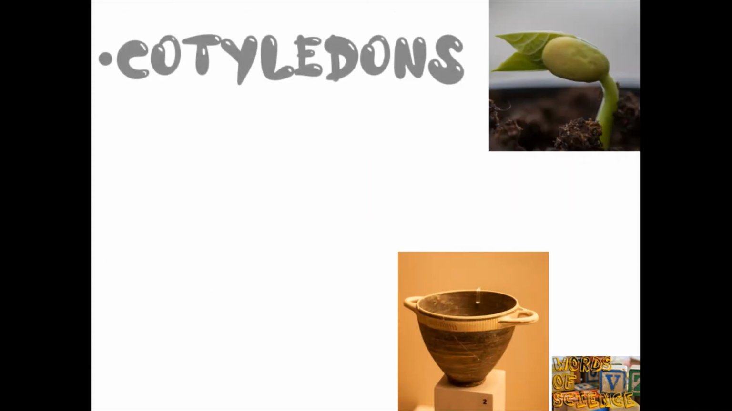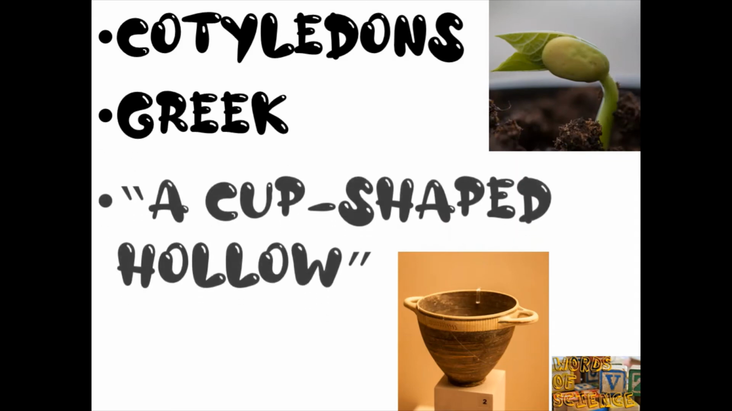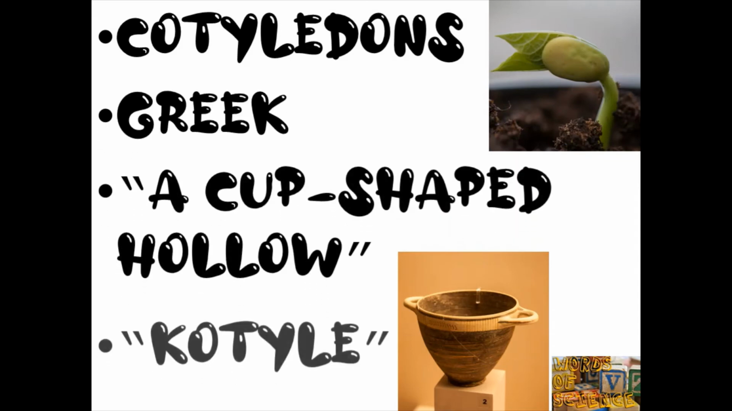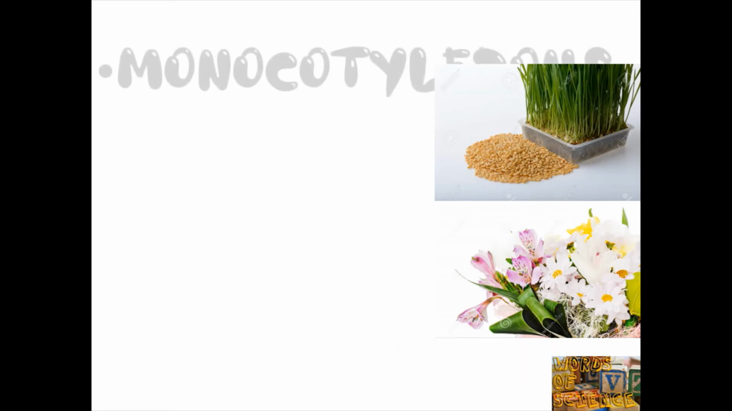When the seed develops, the first tiny leaves to appear lie in a small hollow in the seed. They are called cotyledons, a Greek word meaning a cup-shaped hollow, from cotyl, a kind of cup used by the Greeks. The angiosperms are divided into two groups, depending on whether they possess one cotyledon or two.